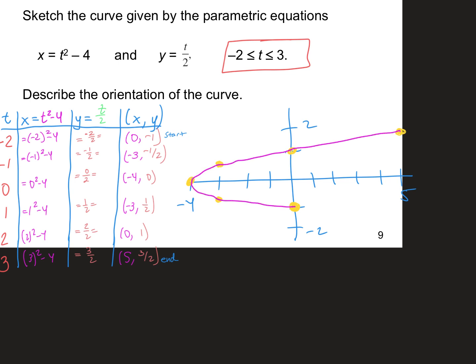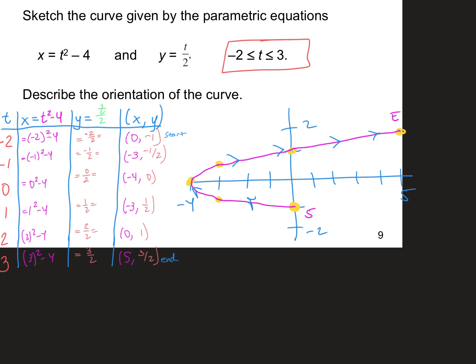Now what you have to remember is your orientation. Where did you start? You started here, right? And you ended up here. So what direction are you going? You're going in this direction. And that's it.